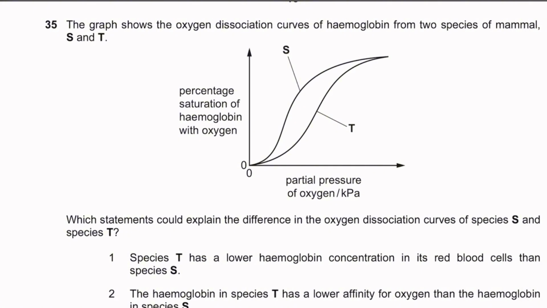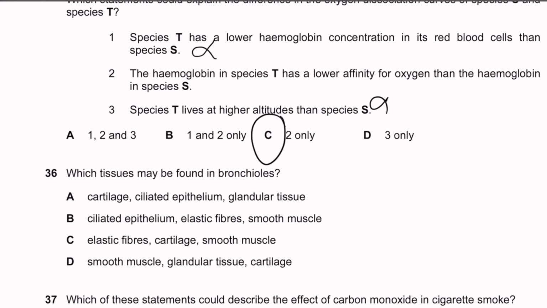The hemoglobin in species T has lower affinity for oxygen than hemoglobin in species S. That's what I was going to say. T has a lower affinity than species S. Species T lives at higher altitude than species S. If you live at higher altitudes, that would just mean that maybe you have more red blood cells, but this will not affect your hemoglobin's percentage saturation, because overall we're testing for the same partial pressures of oxygen. We're not really depriving T of oxygen. And so I would cancel out 3. And option 1, species T having lower hemoglobin concentrations, I would not assume so, and so 1 is wrong, and 2 would be my only answer, C.